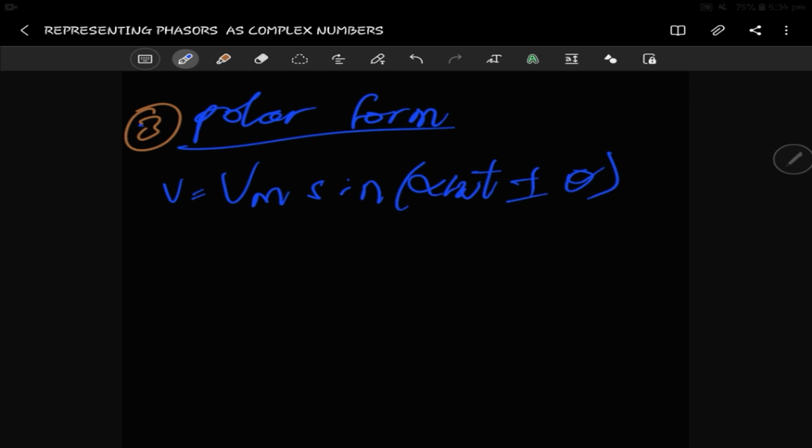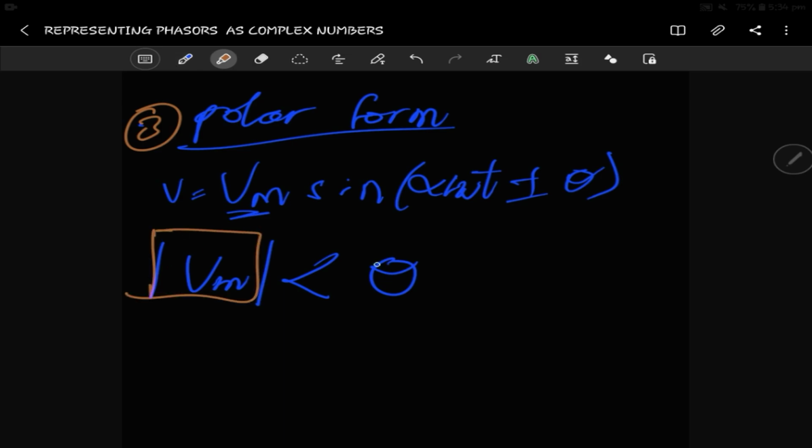If you are changing to the polar form, very straightforward. You just bring this peak value here, so something like Vm, and usually put it this way to show that it's a vector, right? And then we bring the phase angle here. So that's the way of writing the polar form. And clearly you can see that this one uses the peak value and the phase angle.